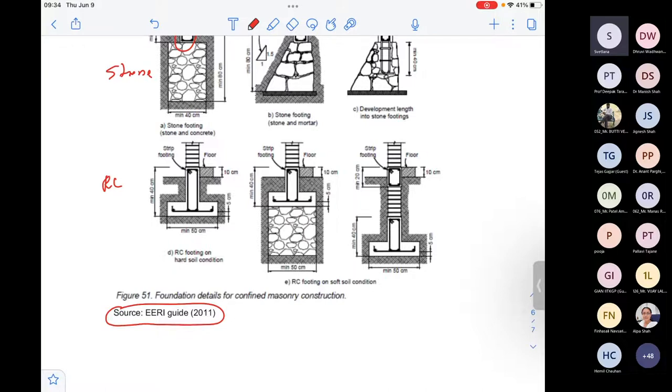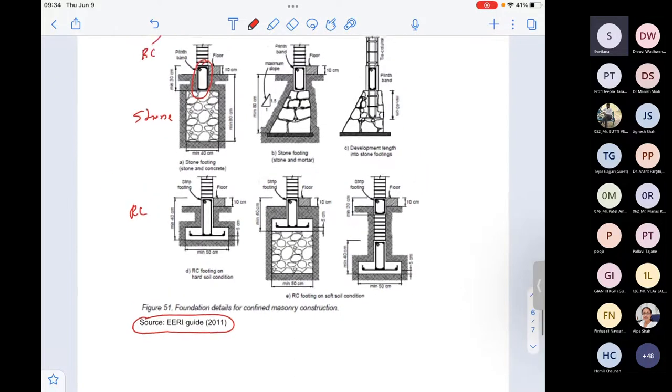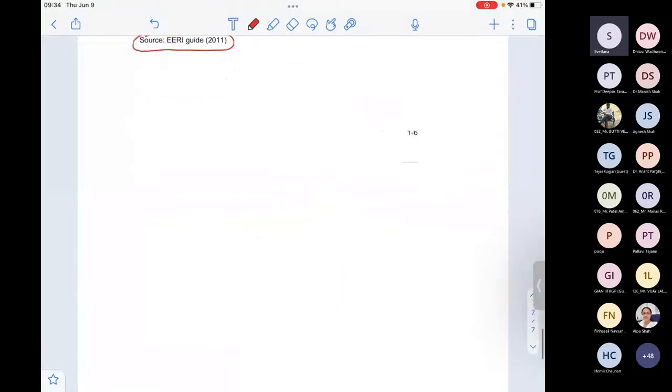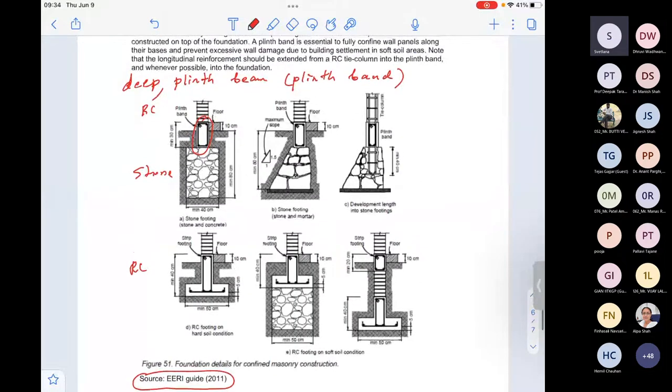So it is just like IS 1905 would be expanded to include confined masonry and maybe reinforced masonry, but it didn't happen. That's why a new code, a special code, was developed. So this is the end of this particular lecture.